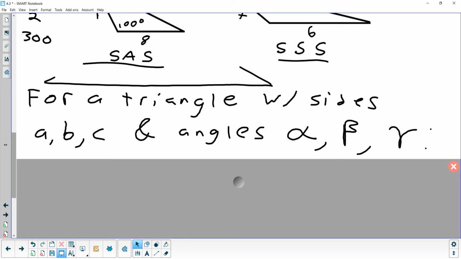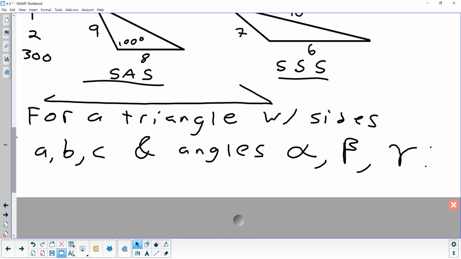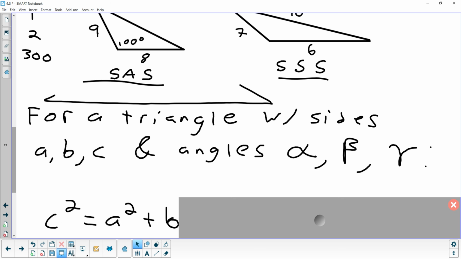So in the formula, we're going to use the same variables that we used for law of sines. A, B, and C will be your sides. Alpha, beta, and gamma will be your angles. Now, I'm going to start to write it, and I think you're going to recognize what the beginning of this formula looks like. That's not the whole thing, but that's part of it. C squared equals A squared plus B squared. What's that? Yep.